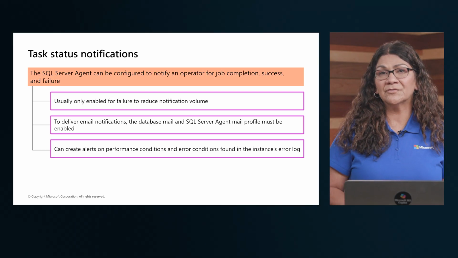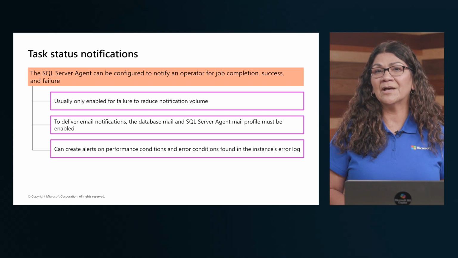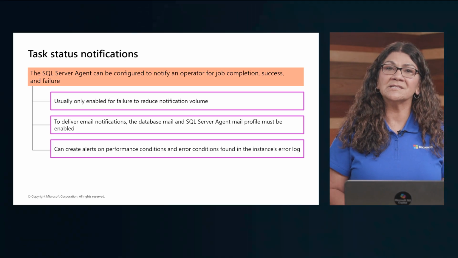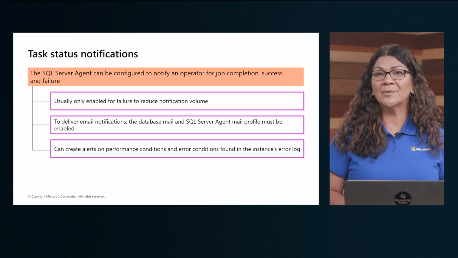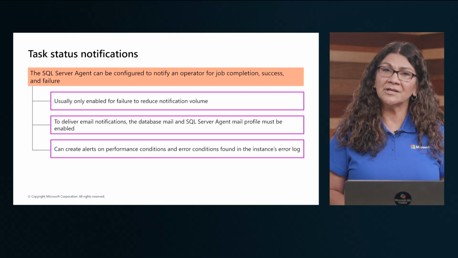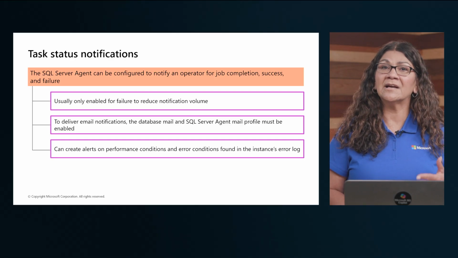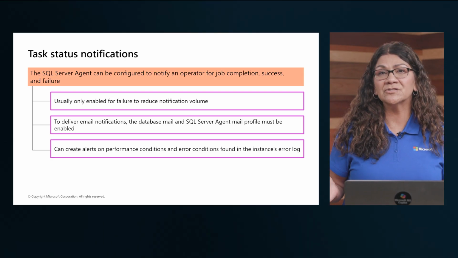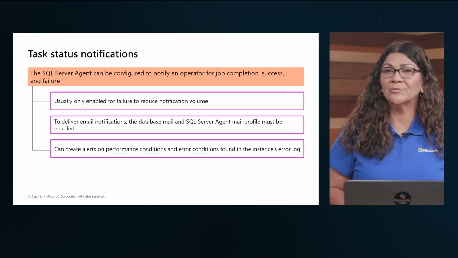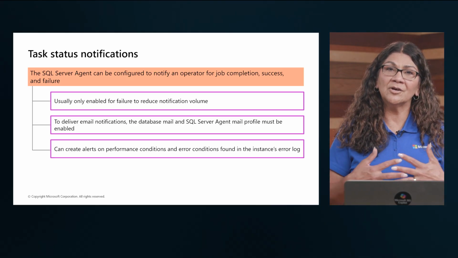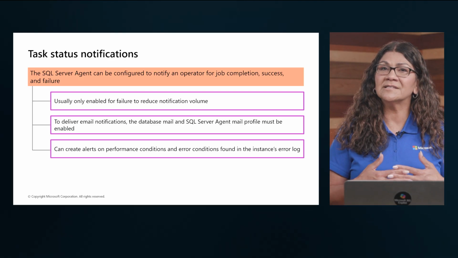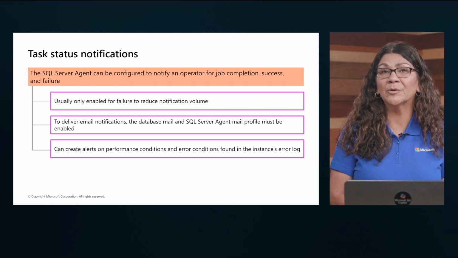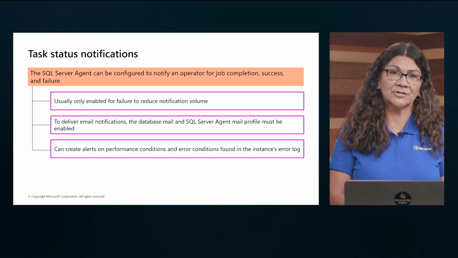This allows operators to respond quickly to critical issues. To enable email notifications, both Database Mail and the SQL Server Agent Mail profile must be configured. This setup is especially useful in a multi-server environment where consistent job execution and system reliability are essential. Use cases include monitoring backup jobs, detecting storage failures, and managing availability group failovers. By combining notifications and alerts, DBAs can ensure timely responses to failures and maintain optimal performance across SQL Server infrastructure.